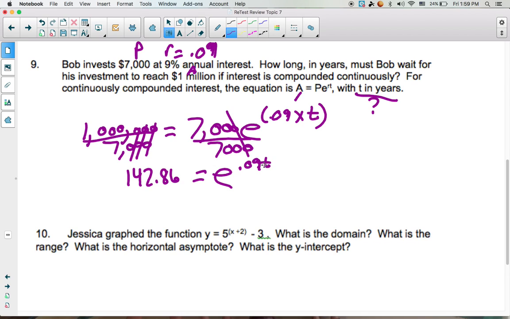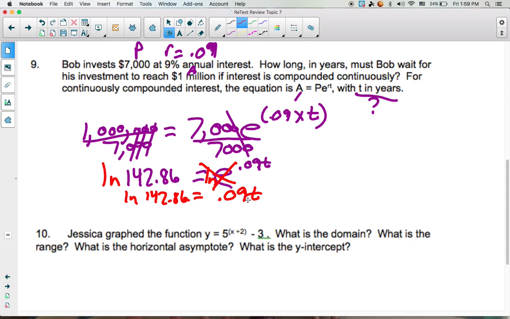And we're trying to solve for t. It's trapped in the exponent position. So to get it out of the exponent position, we have to take a log on each side. And we want to take log base e, which is natural log. So I'm going to take the natural log on each side. And so now I have the natural log of 142.86 equals, natural log of base e will cancel out, and that's going to leave me with 0.09t.